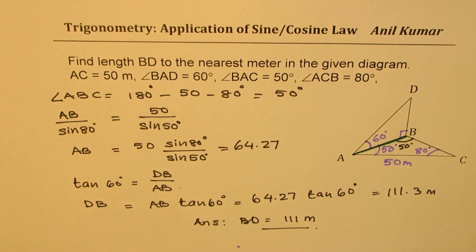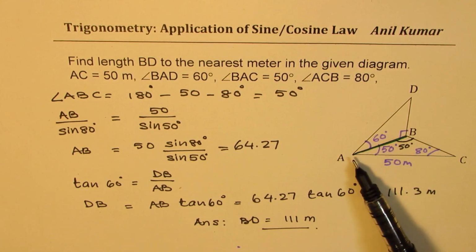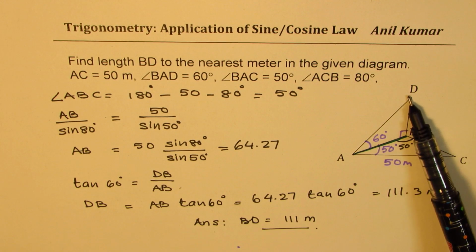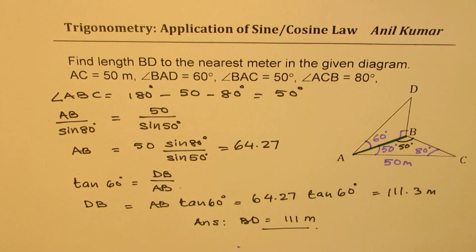Okay? So that is how you could actually solve this question. So first thing is understand your diagram, label it properly, find the missing terms. An important thing was to find the side AB and then use tan in the right triangle ABD. So I hope with this you understand and appreciate how sine law can be applied to solve many given situations.